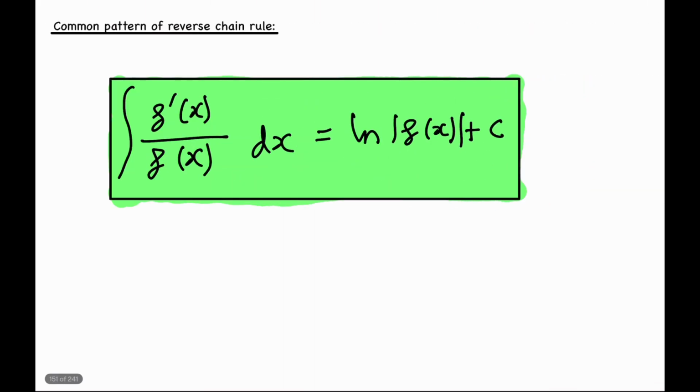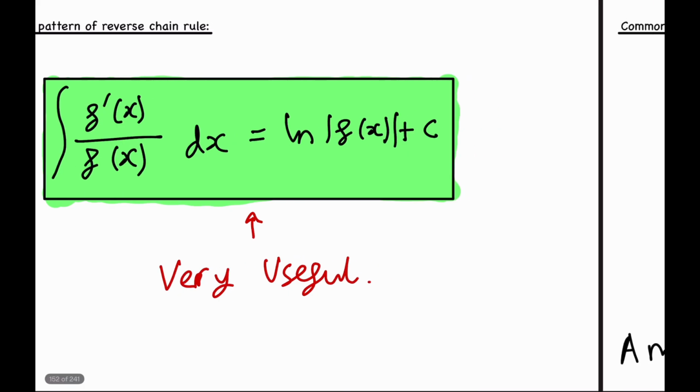So now let's move on to a common pattern in the reverse chain rule, which is super useful. I cannot stress this enough, and this will come up a lot in your exam. So this is the basic formula. It's very straightforward. If you have a fraction where you have a function at the bottom and the function at the top is the differentiated form of the function at the bottom, you can integrate this whole thing very easily into a form where you have ln and then the modulus of the bottom function, and then you always add your plus c. And as I said, this is very useful.